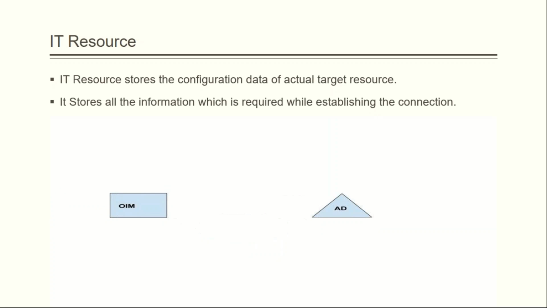So if OIM wants to reach the target system AD and establish a valid communication channel, it is going to utilize the IT resource, where all the AD host details, port details, user ID, password, all these things are defined. Up to this part is clear, right? Now using the IT resource, OIM will be able to reach the target system.